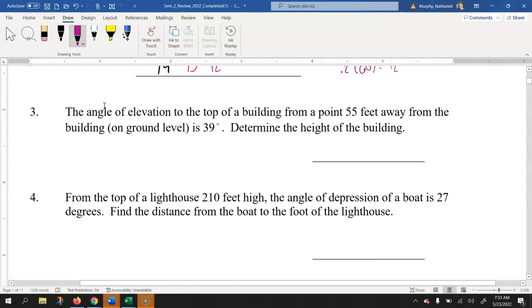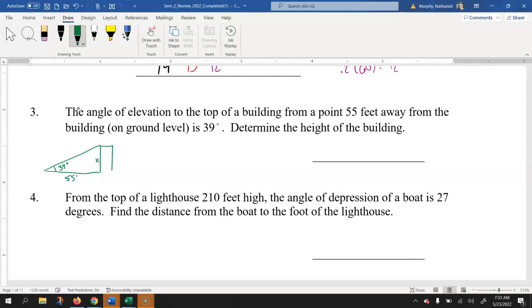All right, so this one, let's draw a diagram to help us. It says the angle of elevation of the top of a building from a point 55 feet away from the building is 39 degrees. Determine the height of the building. So to draw a diagram here, say that's our building. The point is 55 feet away, and the angle of elevation is 39 degrees. Remember, angle of elevation is when you look straight out and then look up at the object. So that's our angle of elevation.